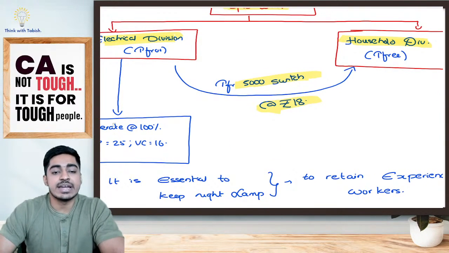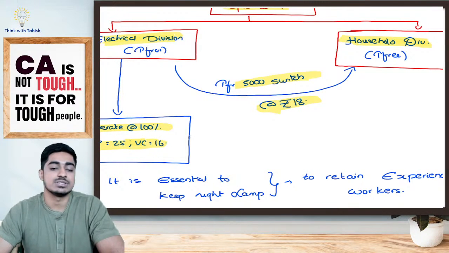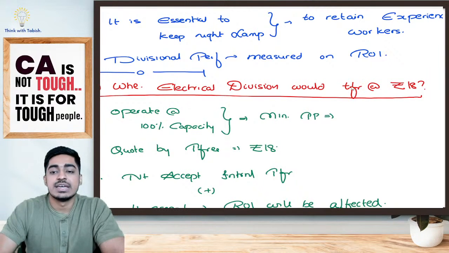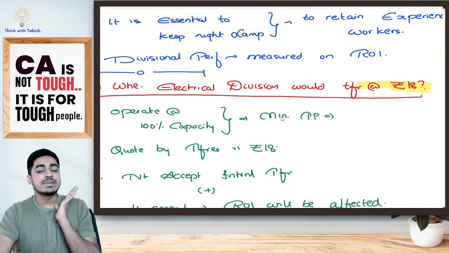I am operating at 100%. My selling price is 25 rupees. My variable cost is 16 rupees. Okay. Yes, whether I will transfer at 18 rupees? Never. I will never transfer at 18 rupees. I am telling, I am operating at 100% capacity.